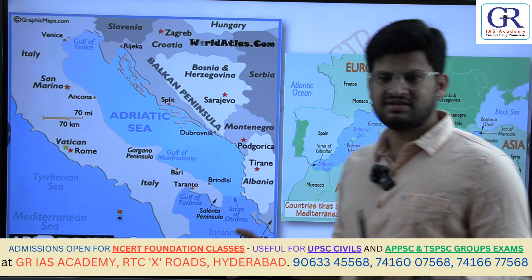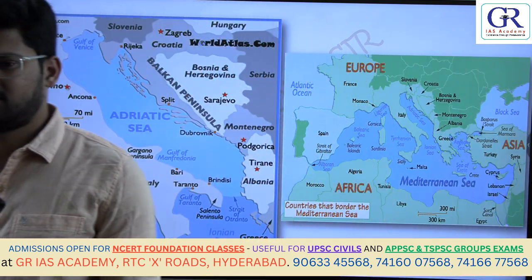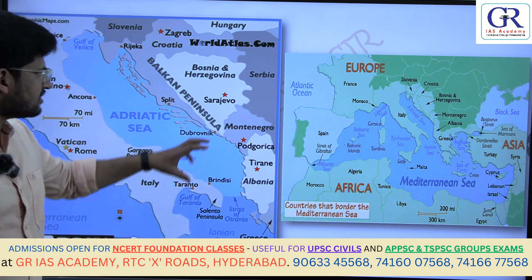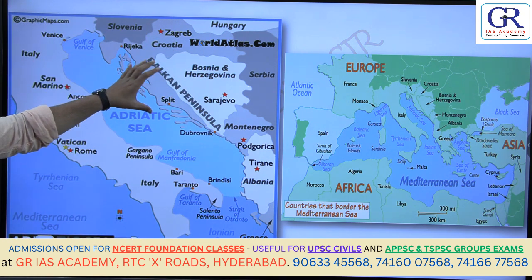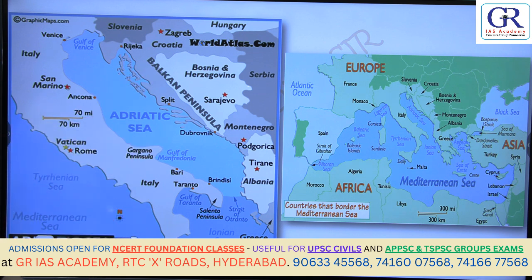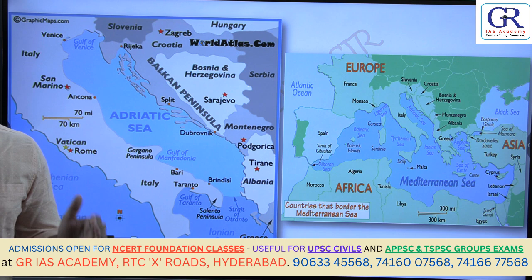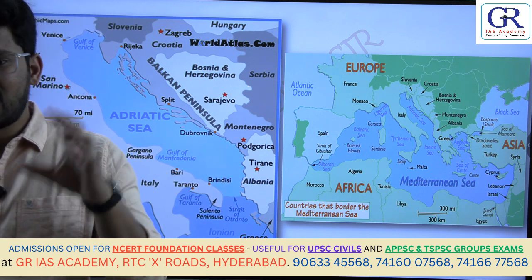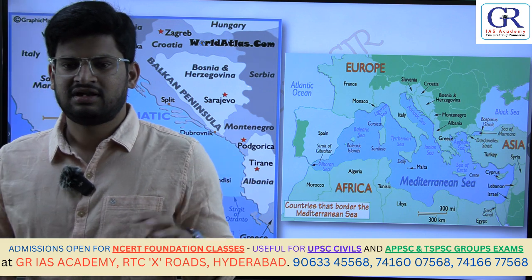Yugoslavia. Do you know? Yugoslavia is the birthplace of Mother Teresa. Okay. So here in Yugoslavia, the Balkan Peninsula, there is a region called Karst, and this region is rich in limestone. Yugoslavia has a region called Karst, and that Karst region is limestone rich.